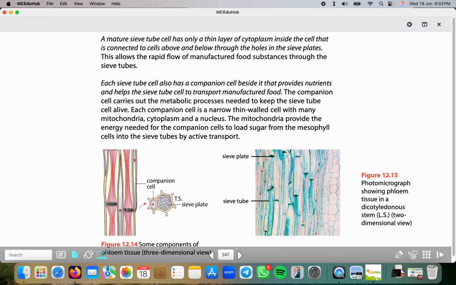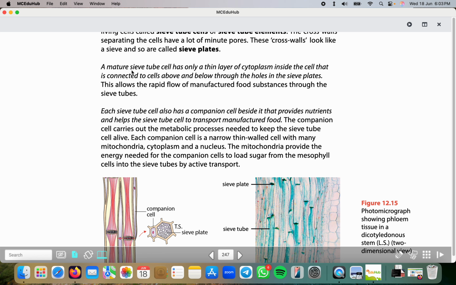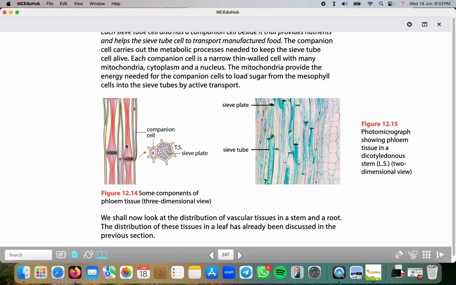So the sieve tube cell, which is in the yellow and red area, is a living cell that doesn't contain a nucleus. A mature sieve tube cell only contains a thin layer of cytoplasm inside the cell that is connected to the cell above and below through the holes of the sieve plate. This allows for the rapid flow of manufactured food substances throughout the sieve tubes. For the phloem, the flow of food can be in both directions, bidirectional. It can go from the leaves down to the roots, or be stored in the storage organs in the roots.